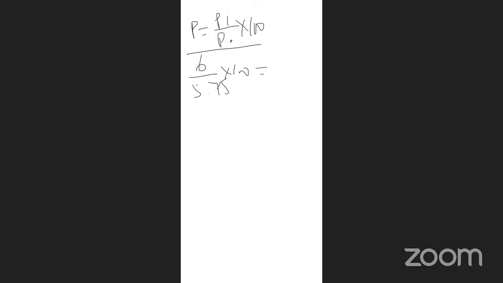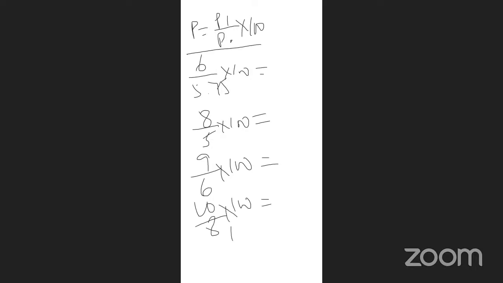The next, 8 rupees divided by 5 rupees into 100. The next, 9 divided by 6 into 100. The next, 10 divided by 8 into 100. The next, 1 rupee 50 paisa divided by 2 into 100. And the next is 15 divided by 20 into 100.